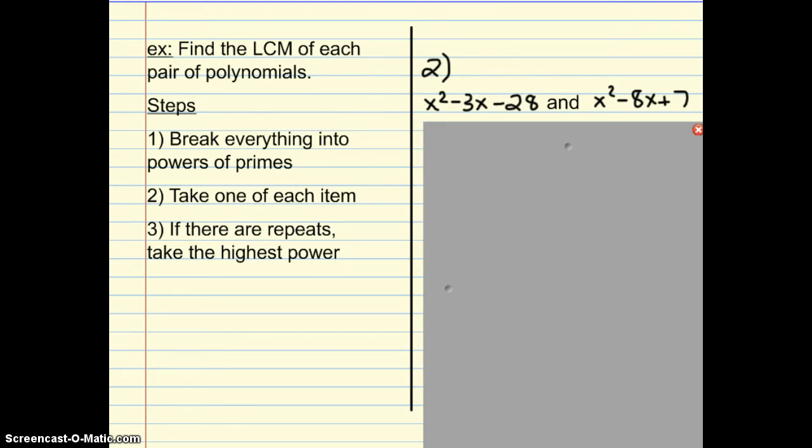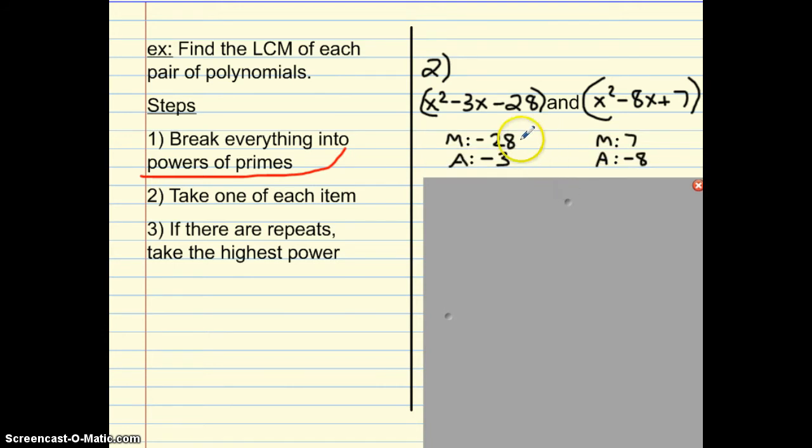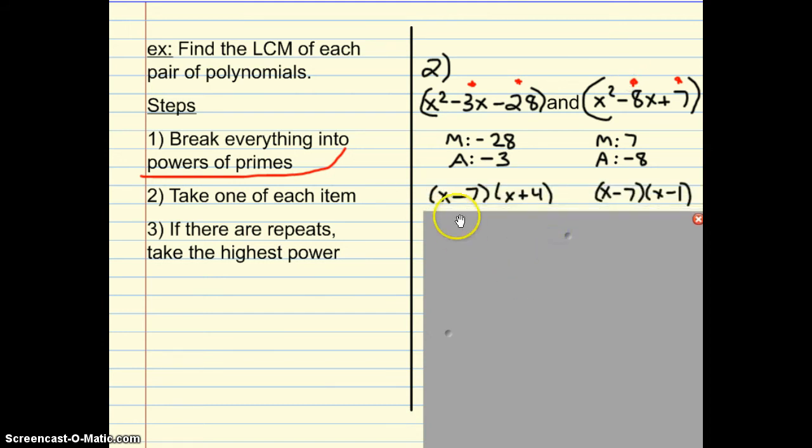This time we're going to be working with a couple of quadratics. And the first thing we're going to do is break everything into powers of primes, which in this case for us is just factoring them out. So I want things that multiply to negative 28 and add to negative 3. And then I will want things that multiply to 7 and add to negative 8. So when I factor that down, that looks like these guys. X minus 7, x plus 4, x minus 7, x minus 1.